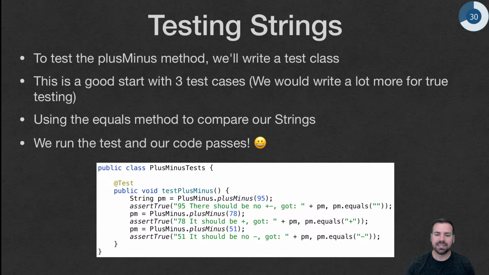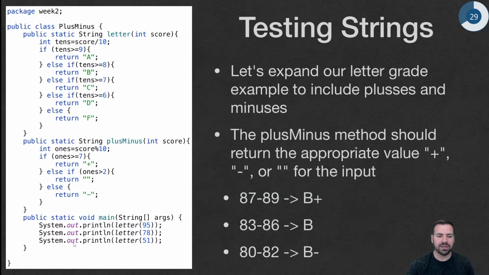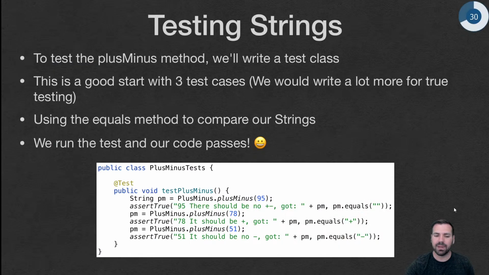And we're going to test this. Here's our main method. We want to code that up in an actual test. We're going to test just the plus minus method for now. We're going to call plus minus of 95. We get whatever the result was.